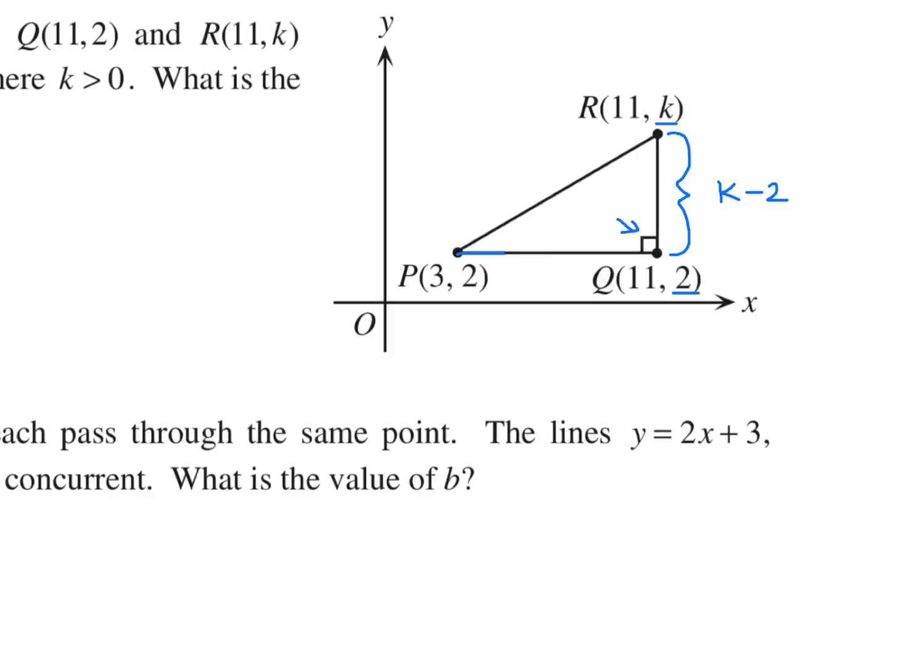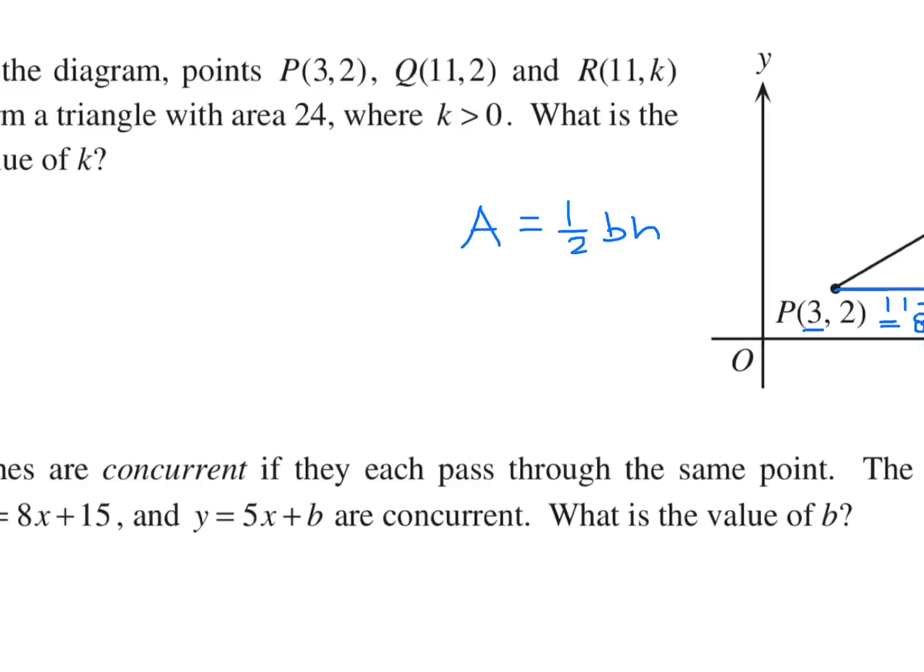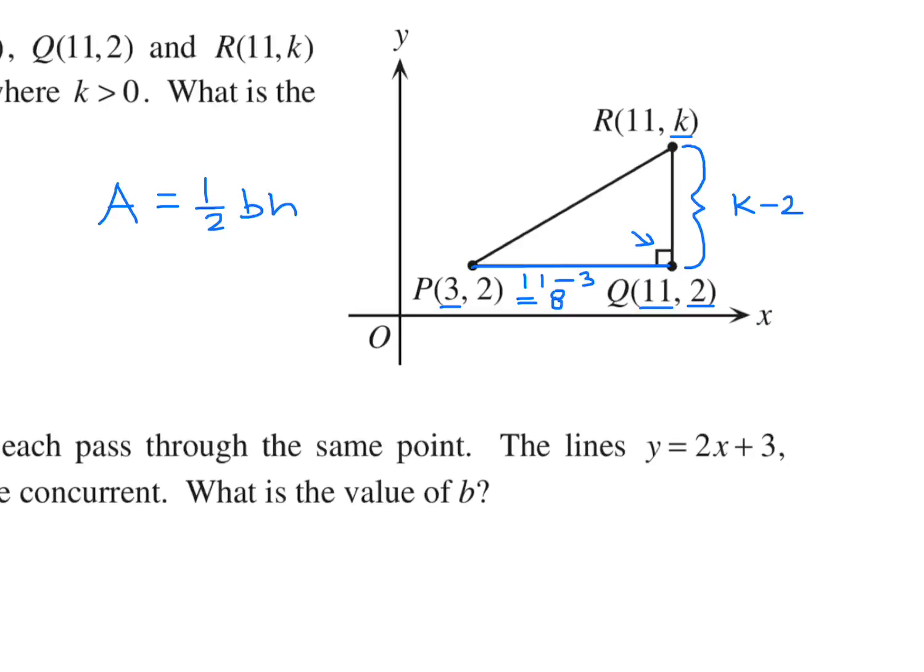And then this side right here, this is 11, this is 3, so this is 11 minus 3, which is of course equal to 8. Now the area of a triangle, as we all know, is 1/2 base times height, and they give you the area is 24. So 24 is equal to 1/2 base times height. The base is 8, and the height is K minus 2, like that.